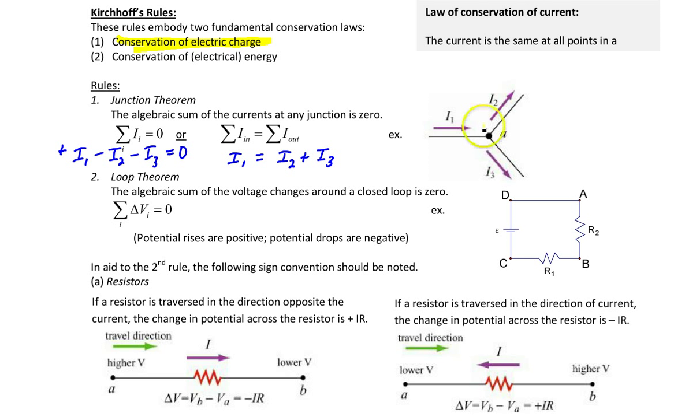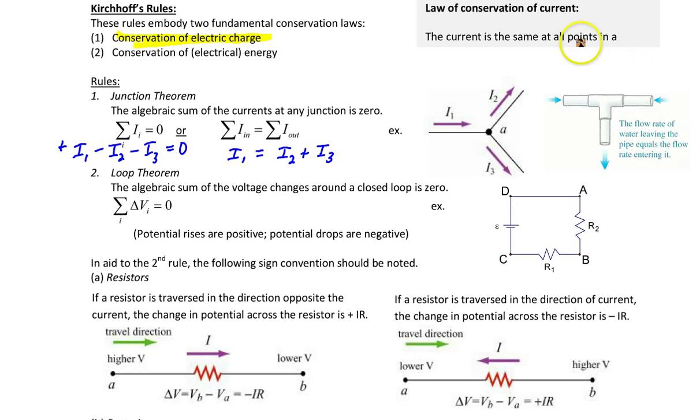We're assuming that no charge can accumulate at the junction. Basically, what goes in must come out. If it helps, you can use the water analogy. Here we have, say, 1 liter per minute entering the pipe on the left, and here on the right side, let's say we have 1 liter per minute entering from the right side. Then what happens with the water that flows out? Well, you'll get 2 liters per minute going out of the pipe at the bottom.